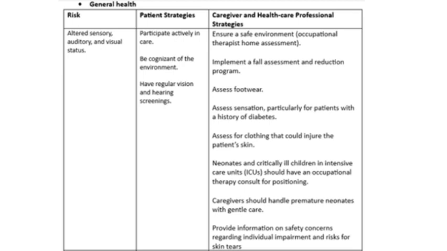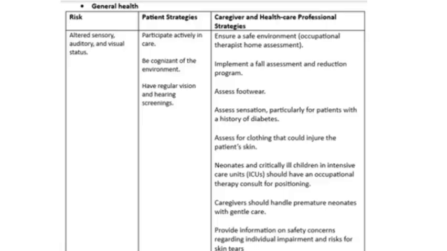So what are things that the patient can do? They're going to participate actively in care. So maybe they can't hear or see properly, but if we're showing them how to do it and they can actively participate, they can feel it for themselves, this helps a lot. We need them to be cautious of the environment and have regular vision and hearing screening.